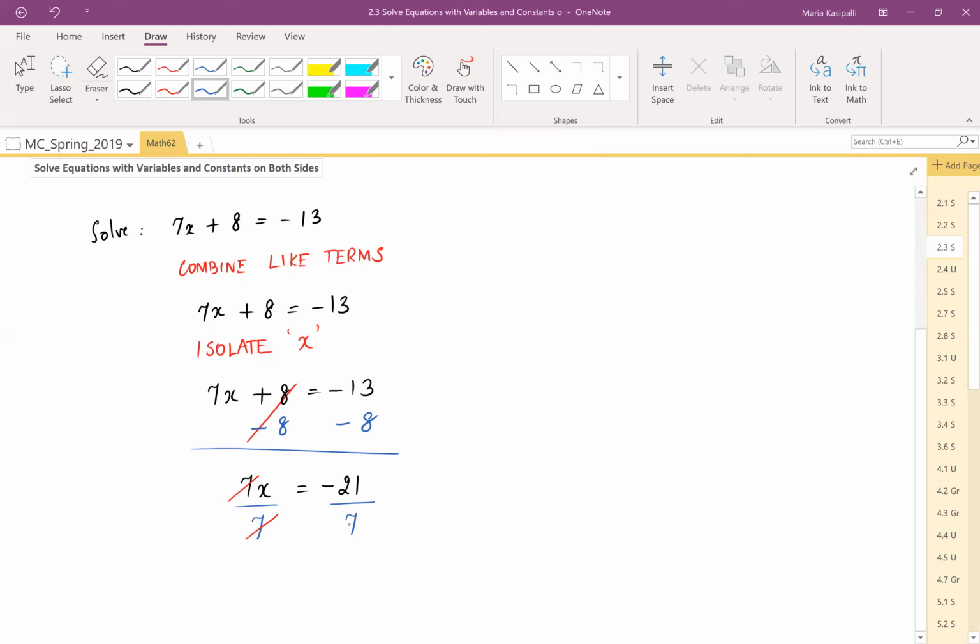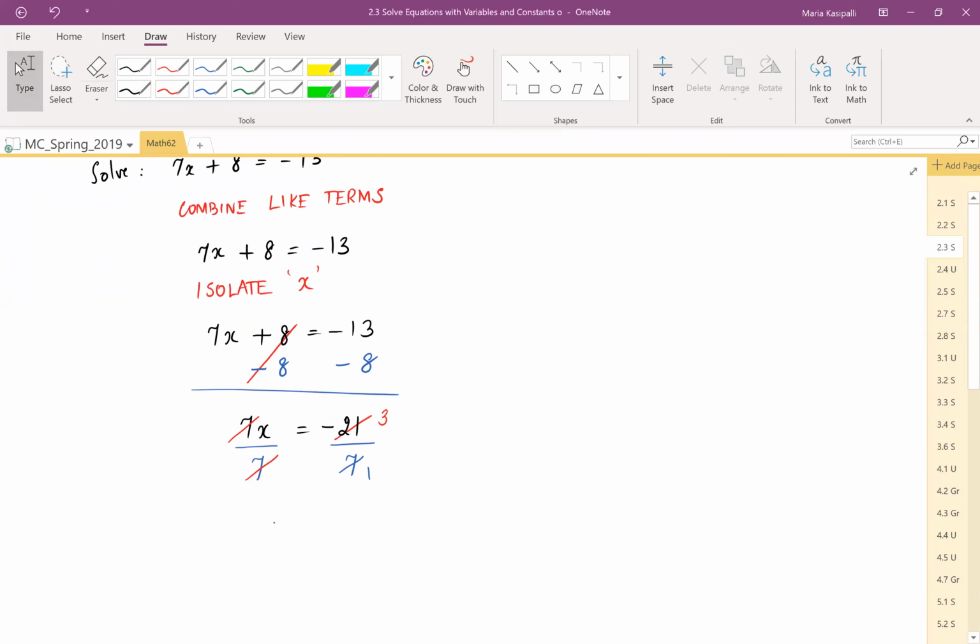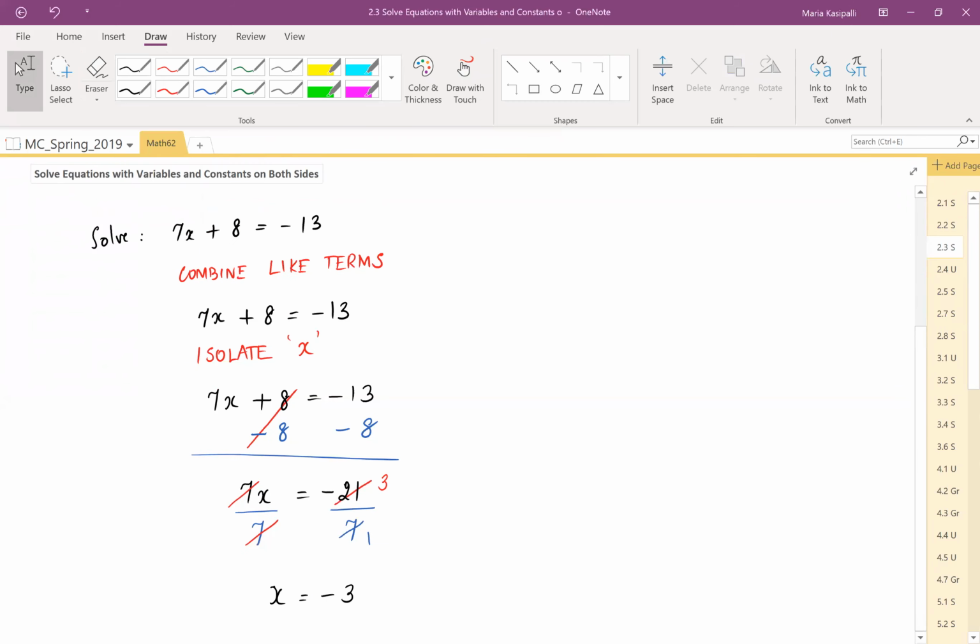And what you do on one side, you also do on the other side. And you notice that 7 also divides the other side. 7 times 1 is 7, 7 times 3 is 21. So this gives us x equals negative 3. As always, we will check our solution. Let's do that. And that's again done only in the original equation, the equation that we did not tamper with.